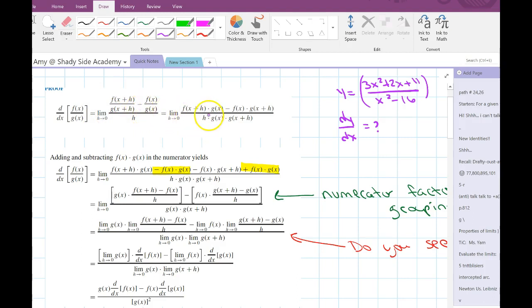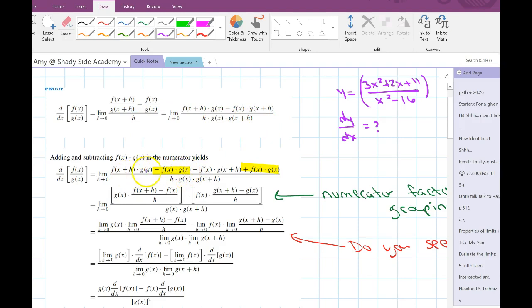What happened is you look at this. It's called a complex fraction when you have a fraction within a fraction. And what was done here was the numerator was combined, finding a common denominator. And by the way, that common denominator would have been g of x times g of x plus h. And then we multiply by the reciprocal of 1 over h, so we're here. Okay? And this is a slick trick.